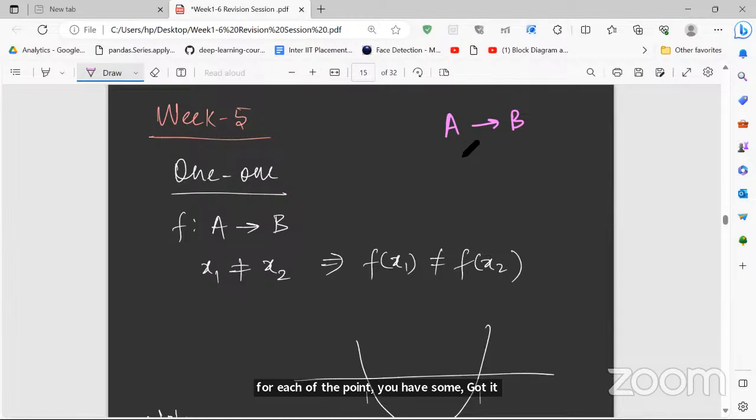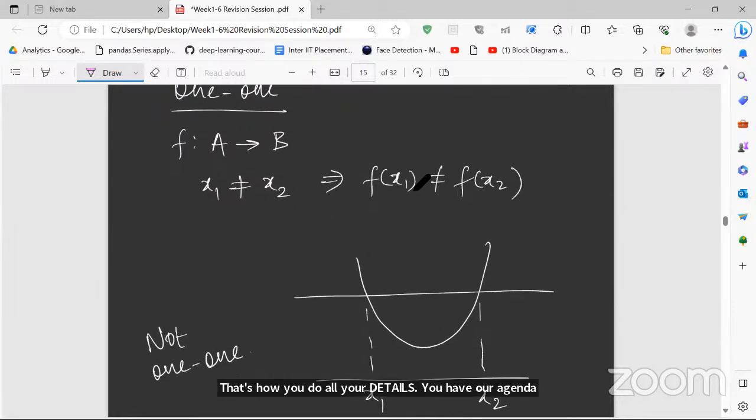1-1 means each element is related to some other element. If only that is occurring, then you can directly say it's 1-1. That's why you do the horizontal line test. If the horizontal line crosses the graph at only one point, then you can directly say it's a 1-1 function.